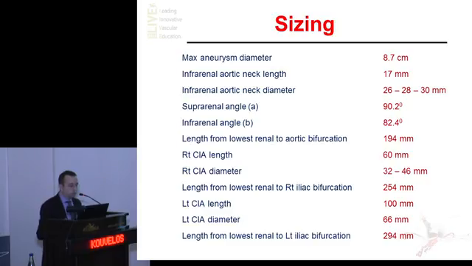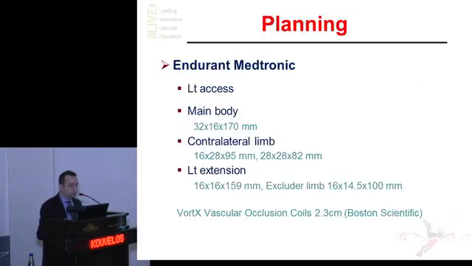So based on this sizing, we decided on an Endurant Medtronic endograft with a left axis, with a main body of 32 and 170 millimeters. A contralateral limb for the right common iliac artery, and a left extension to the external iliac artery by using an Endurant limb and an Excluder limb.